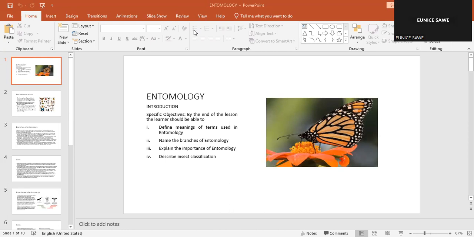So we'll begin from the objectives. By the end of the lesson, the learner should be able to: 1. Define meanings of terms used in entomology. 2. Name the branches of entomology. 3. Explain the importance of entomology. 4. Describe insect classification. So we move to the next slide.